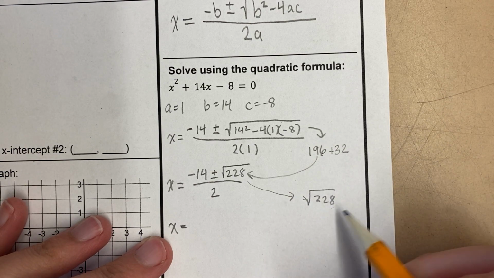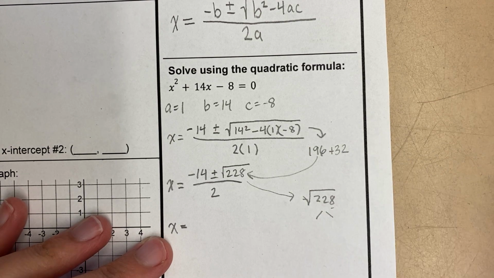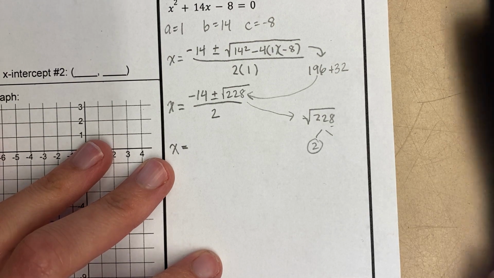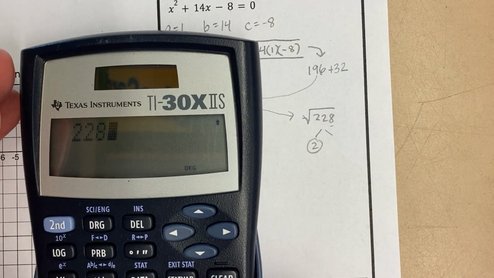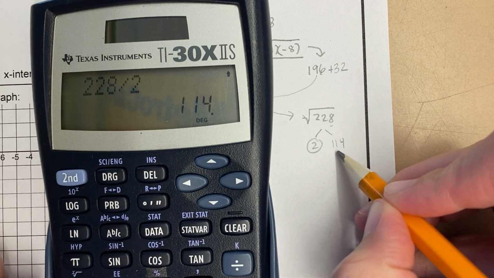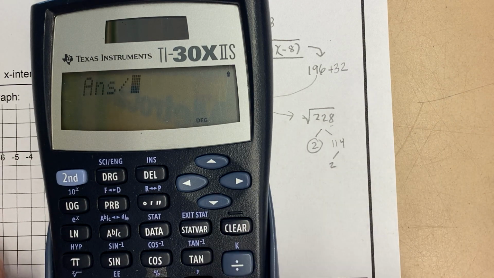The first thing I notice is it's even. I'm just looking at that last number. Is it 0, 2, 4, 6, or 8? Sure is. So I'm going to divide by 2. And I'm just going to use my calculator. 228, I'm dividing by 2. I get 114. Is it still even? Sure is. Divide by 2 again.